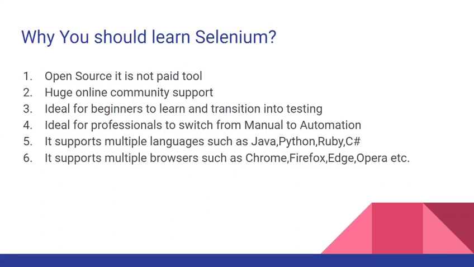Okay. Now, why it is a preferred tool is that it can support multiple languages. Selenium can be coded in Java, Python, Ruby, C Sharp, Perl, etc. And it also supports multiple browsers such as Chrome, Firefox, Edge, Opera, etc. Any doubts, guys, till now? Yeah, silence. I'm considering no doubts. Thank you.